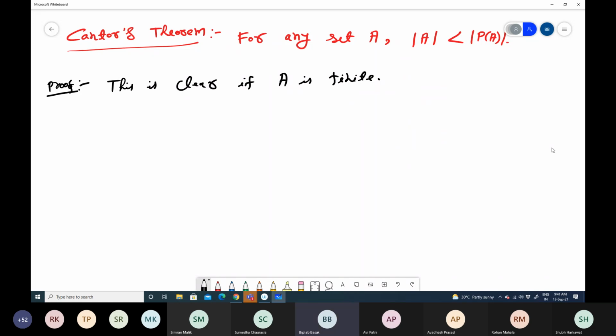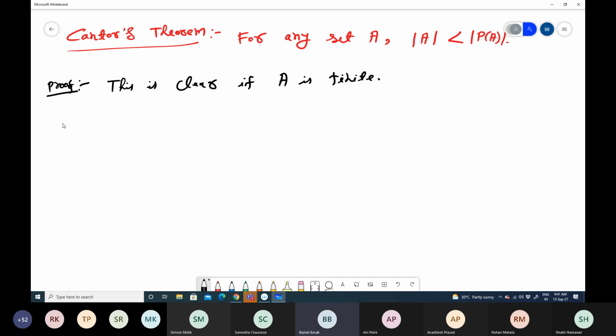Okay, so we know that if A is finite, then it is clear, because if A has n elements, then the power set of A has 2 to the power n elements. So the main focus is if A is infinite. Anyway, the proof will work for both finite and infinite sets, okay?